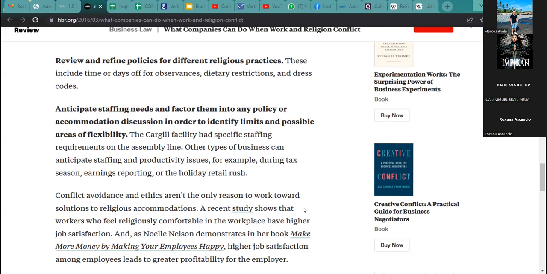Yeah, definitely, that is it. So you need to anticipate what you are going to need from staff, and also you have to take into consideration the need that they have for anything like rest or prayer or to retire, or if there is a holiday for them, that is very important. You know that they are going to ask for that day off. So that is very important.